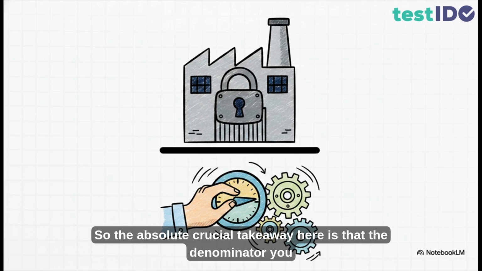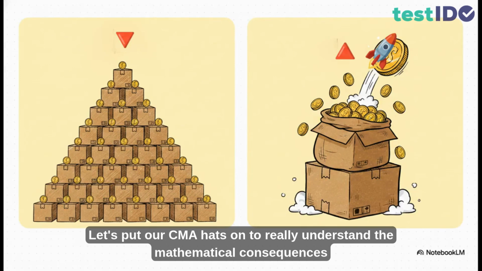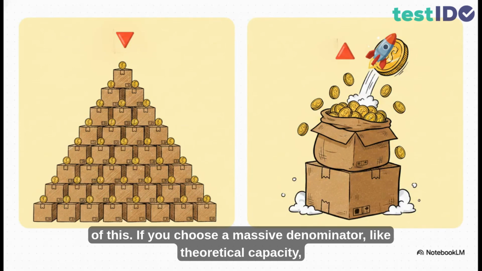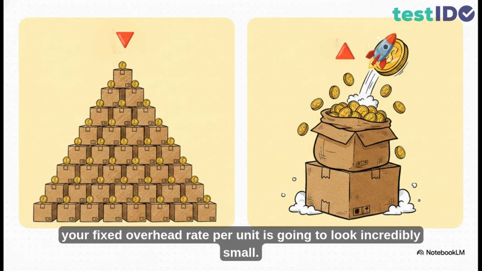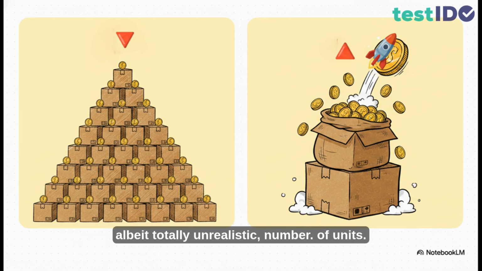So the absolute crucial takeaway here is that the denominator you select is the main driver of your overhead rate. Let's put our CMA hats on to really understand the mathematical consequences of this. If you choose a massive denominator, like theoretical capacity, your fixed overhead rate per unit is going to look incredibly small. Why? Because you're spreading those fixed costs over a huge, albeit totally unrealistic, number of units.